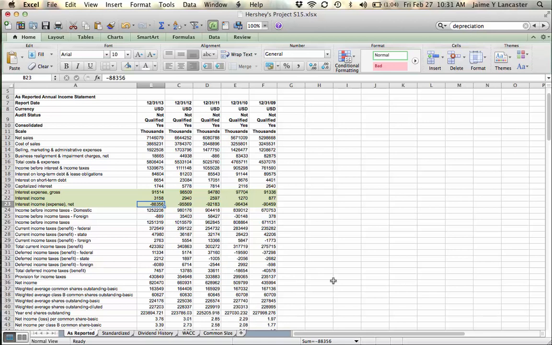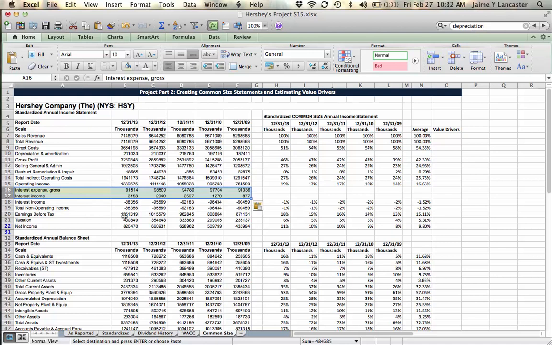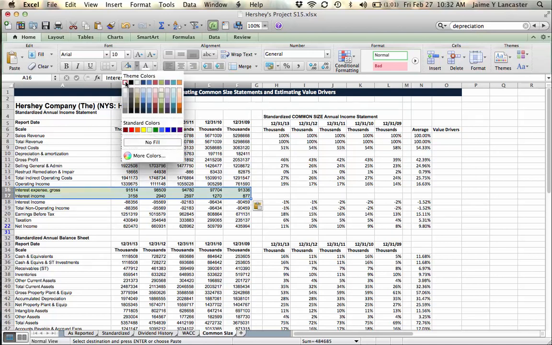And you can see that it's kind of funny if you want to look at it this way, but interest expense is negative, right? So we paid $91,000 in interest, and we earned $3,000 in interest, which means net, it's a negative number. So your negative interest income expense means it was actually an expense. So what we're going to do is we're going to bring these two rows over. I can remove the color on those.